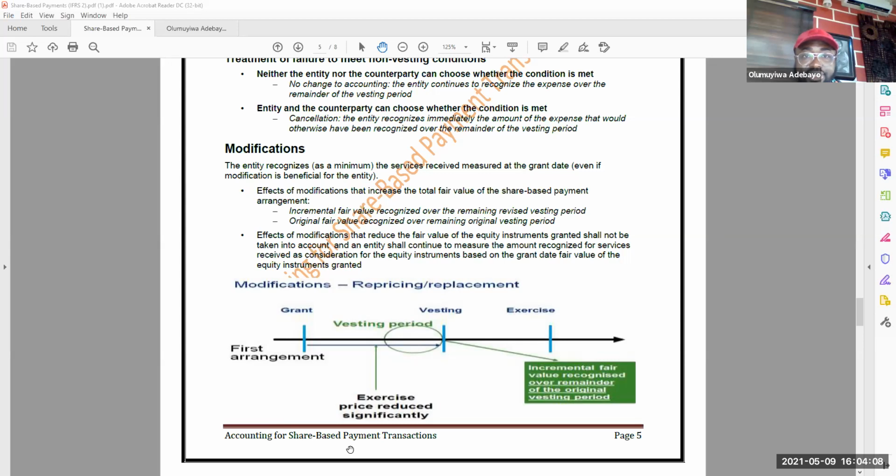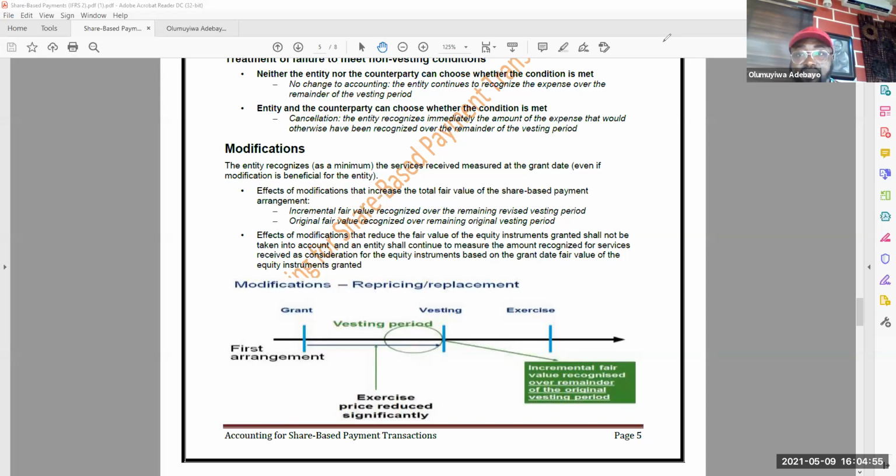Now, what it then means in this case from this diagram is that this is the first arrangement on the grant date. In between that date, there was a change. And what we are saying is that from the point there's a change, you now have two instruments in one, provided that the change will bring about an increase in the value to the employee and an increase in the cost to the employer. Therefore, the first one will be the original fair value, which will be recognized over the normal remaining life, while the other one, which is incremental, will be recognized from that point over the extended period. And we are going to see that as time moves on.